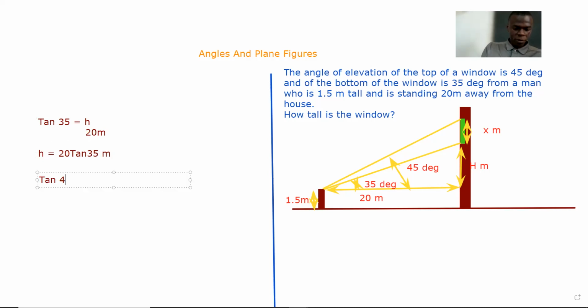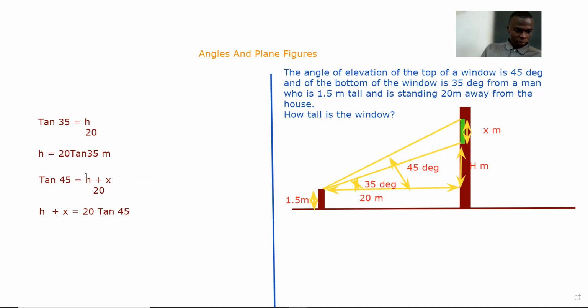Once I've found the tan for 35, I can do the other one for tan 45. Tan 45 equals H plus X divided by 20. And everything is in meters, so there's no need for me to write meters. Let me just get rid of the meters I wrote over here. If I cross multiply, I'll find that H plus X equals 20 tan 45.